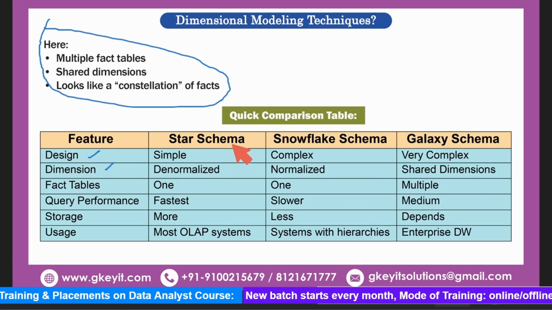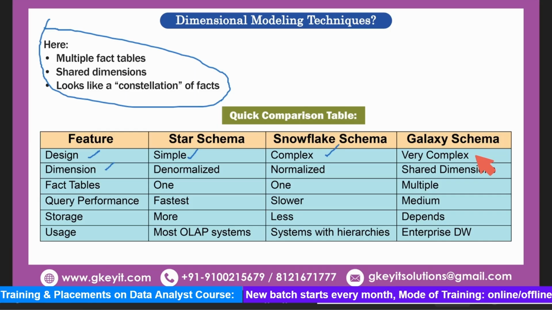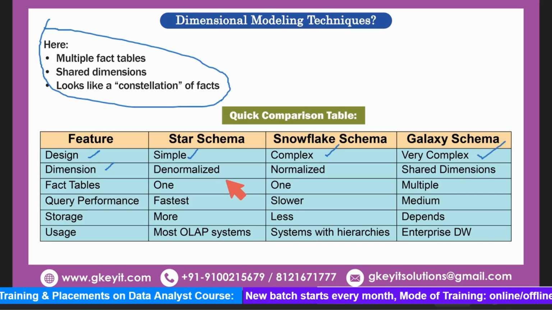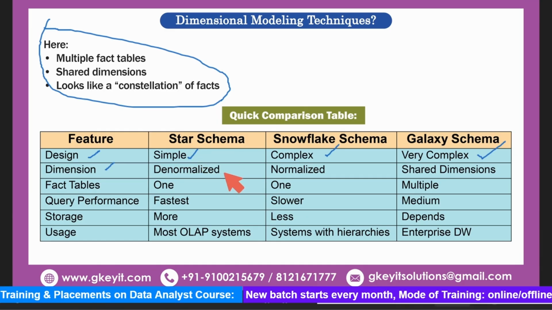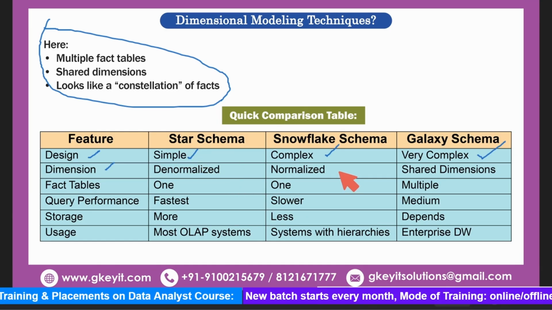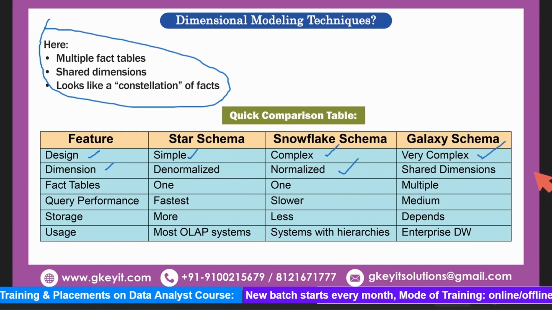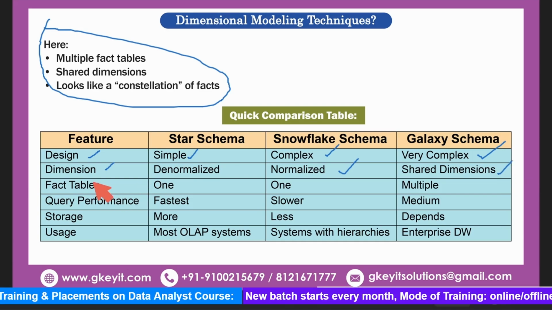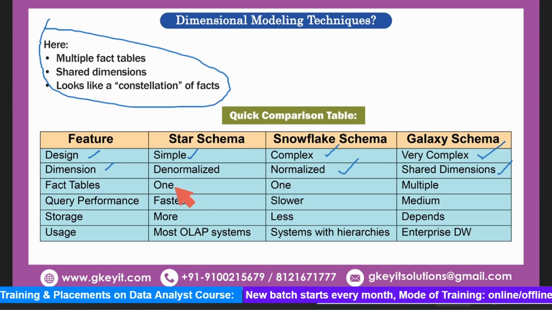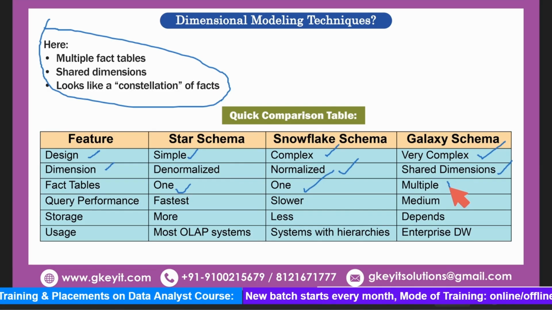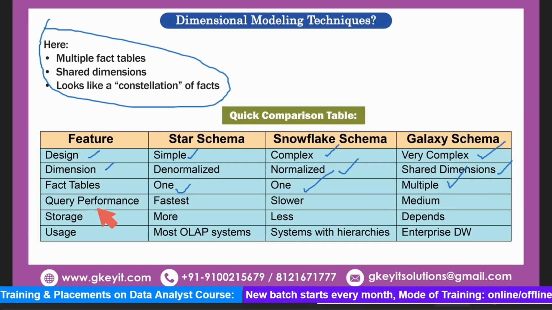Coming to the design, for star schema it is very simple. Snowflake is kind of complex, whereas galaxy is very complex. Coming to the dimension, star schema dimensions are denormalized. Snowflake dimensions are normalized, and in galaxy schema the dimensions are shared dimensions. Fact tables: there would be only one fact table for star schema, Snowflake also has one fact table, and for galaxy multiple fact tables are available.